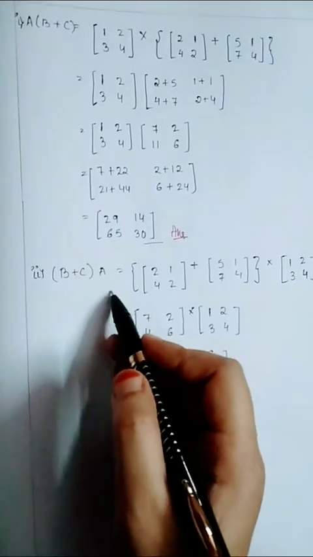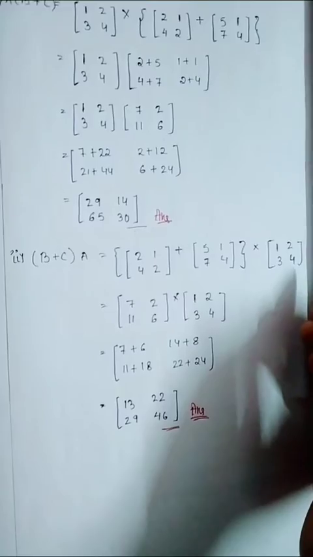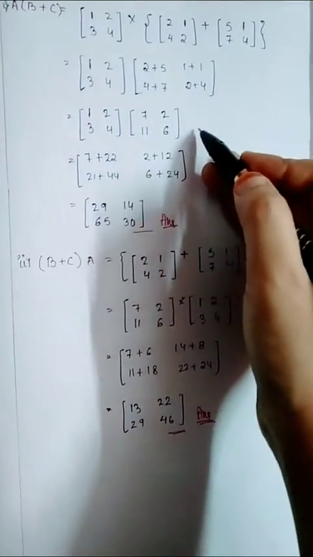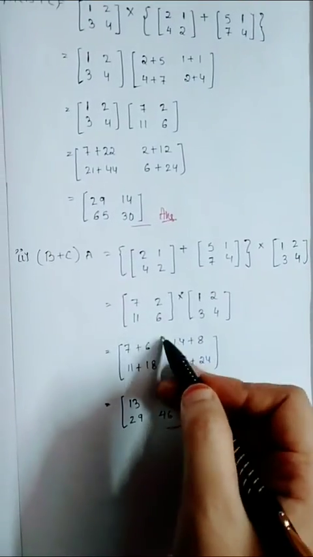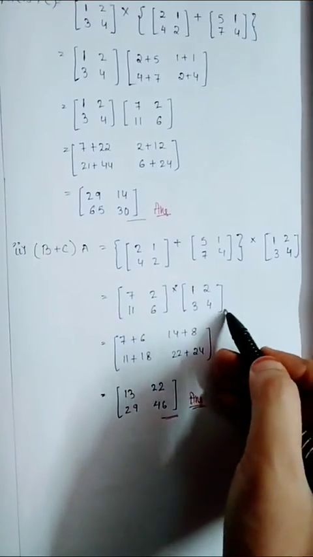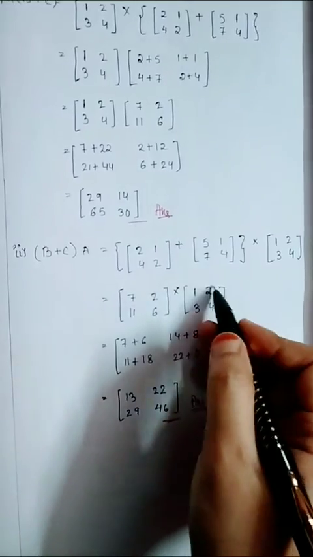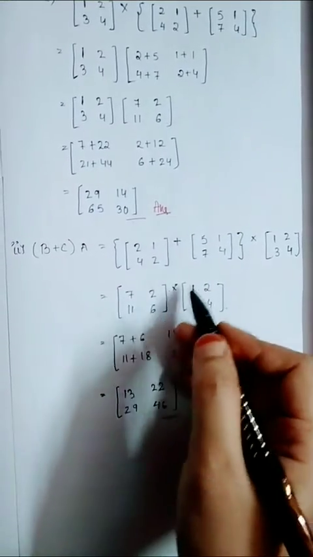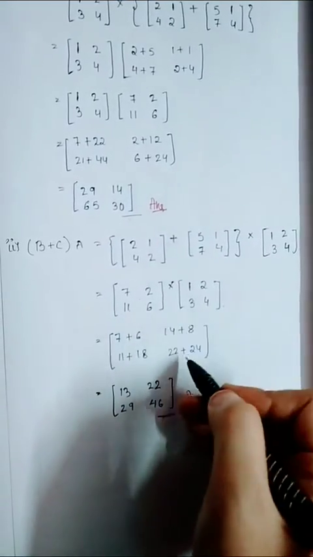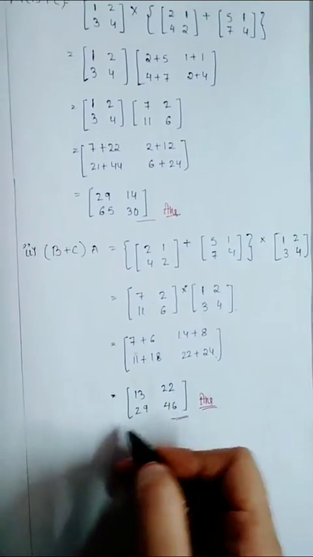Now B plus C multiplied by A. Firstly you will add B plus C, then you will multiply it with A. So B plus C will give you the same answer as we got in the first one, that is 7, 2, 11, 16. We are not going to do it again. We have done it first. Then we will write A again, 1, 2, 3, 4. So after that, 7 1s are 7, 2 3s are 6, 7 2s are 14, 2 4s are 8, 11 1s are 11, then 6 3s are 18, 11 2s are 22 and 6 4s are 24. After that you add them and we get 13, 29, 22, 46. So this will be your answer.